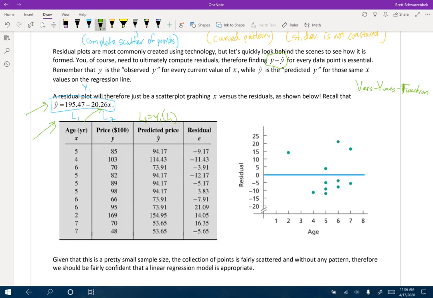What that's going to do is give you all your predicted y's when you press enter for your data set. Just to be clear, if I went to, let's say, 5, and I went up to the line, the point on the line for y would be 94.17.